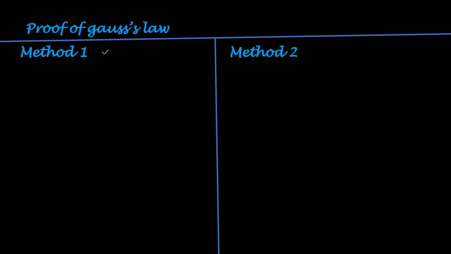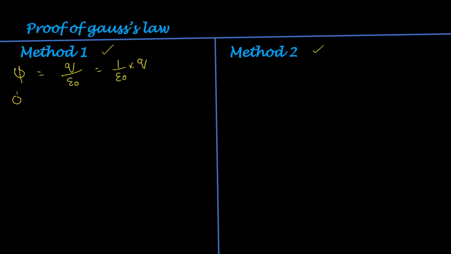We may use two methods. Both methods are very simple. What is the mathematical representation? Phi is equal to Q by epsilon naught, which is 1 by epsilon naught into Q. We have to prove this.